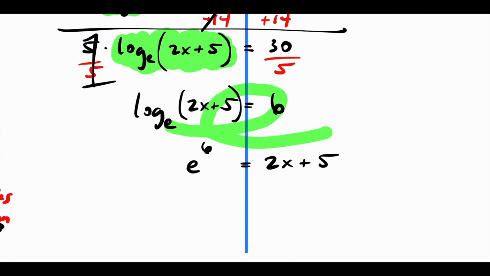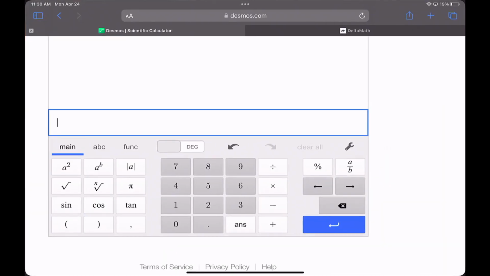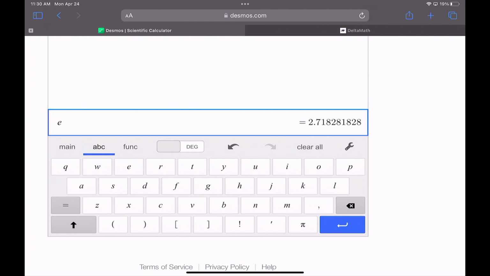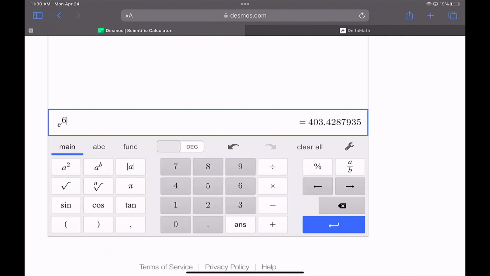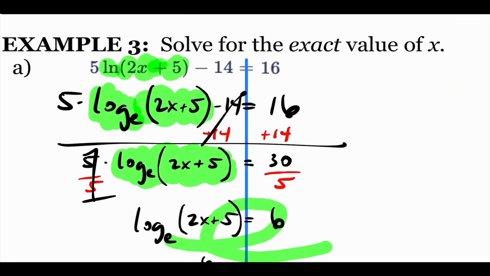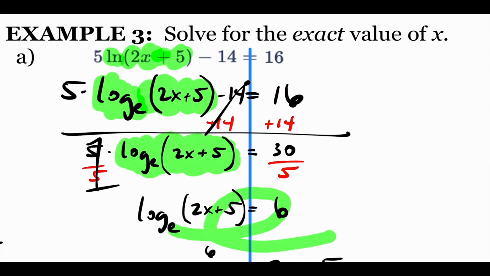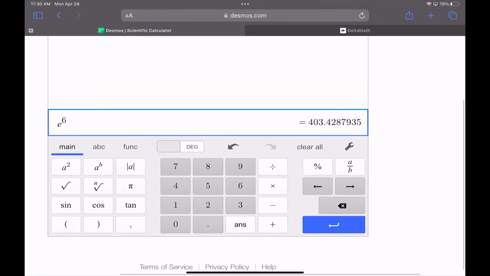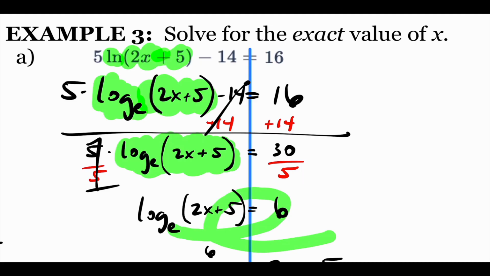E to the 6th power is actually a number, and it's actually 403.4287935. But I'm not going to write that number down, because if you look at the directions, it says exact value. If I wrote this number down, I would have to round it, and I'm not allowed to round in my answer. You can round when you're checking, but not when you're writing your answer. So I'm not going to write that number.